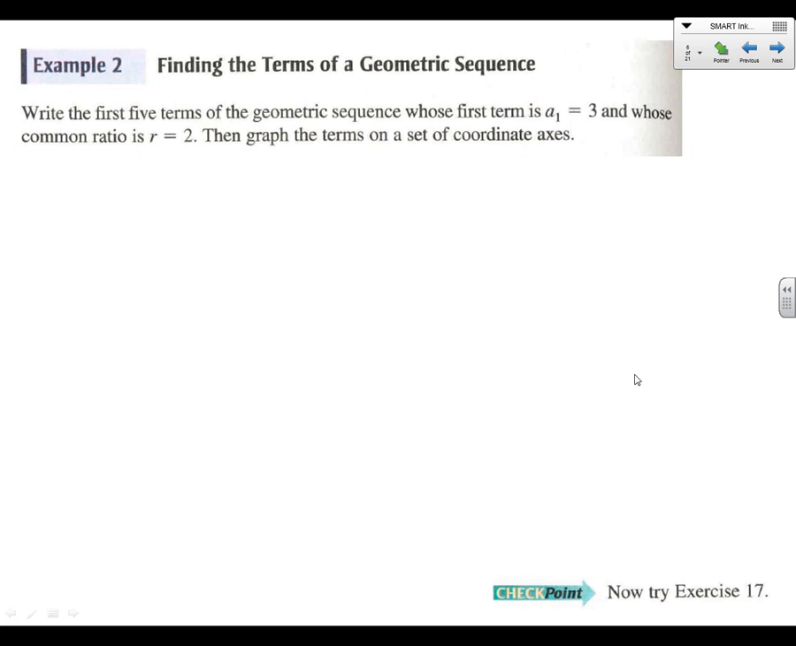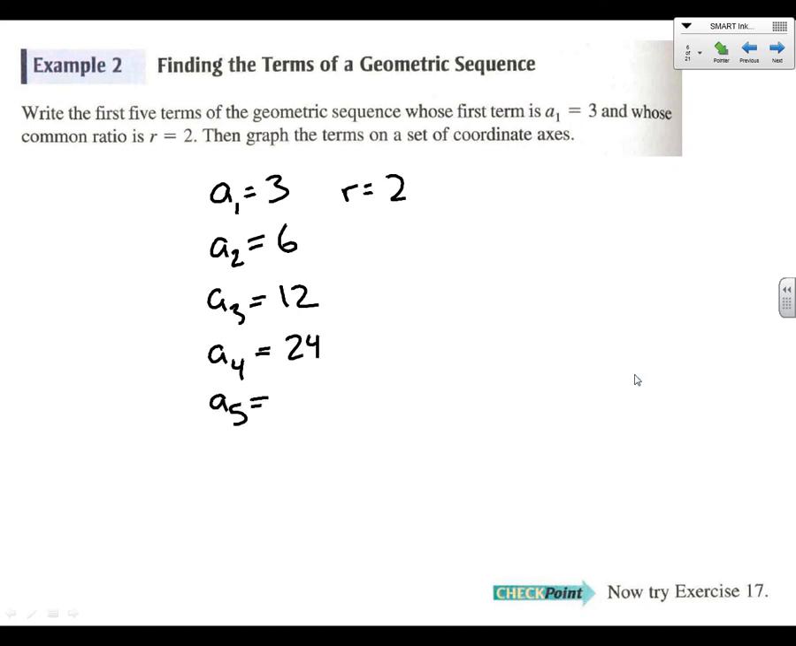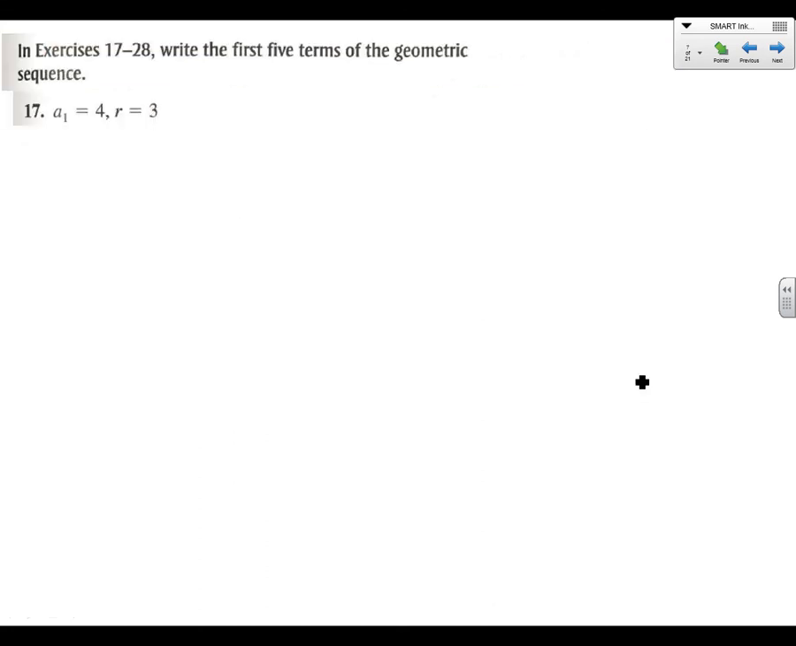The example here: write the first 5 terms of the geometric sequence. If we start at 3, so a1 is 3, r is 2. That means every single time we're going to multiply by 2. So a2, 3 times 2 is 6. a3, 6 times 2 is 12. a4, 12 times 2 is 24. And a5, last one, still multiplying by 2, 48. Your turn, exercise 17.